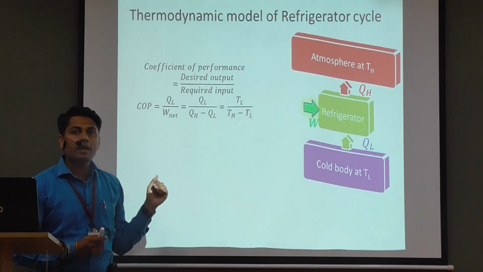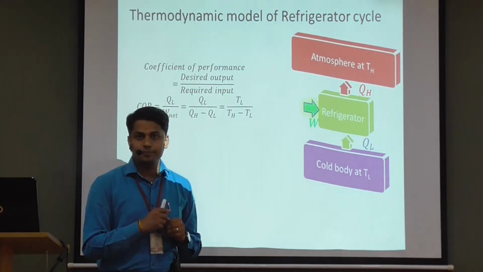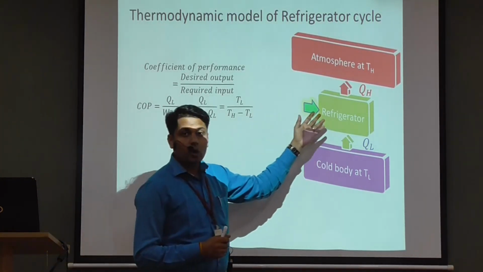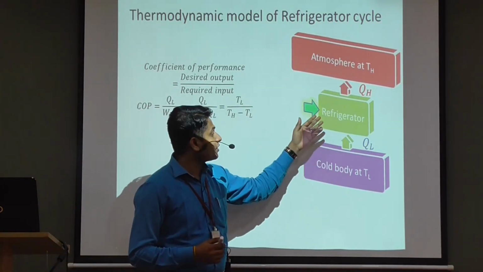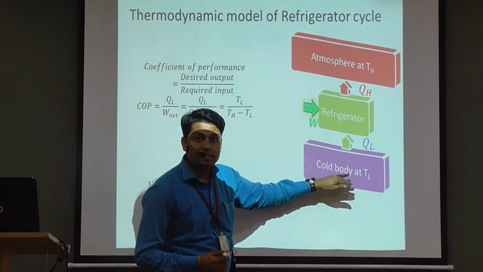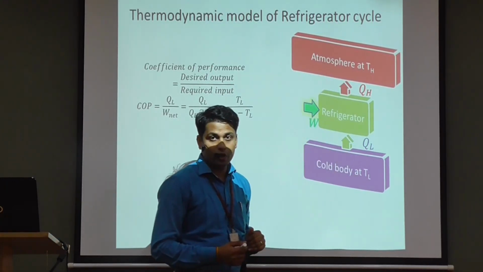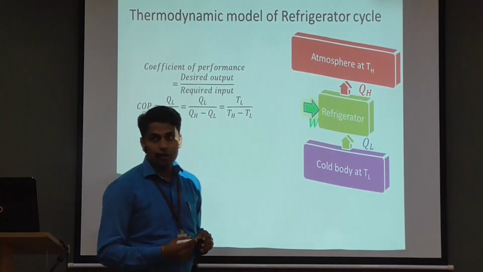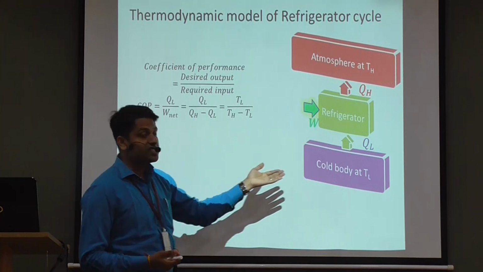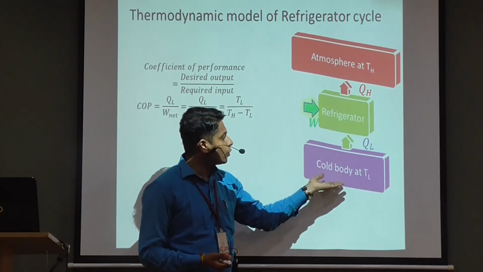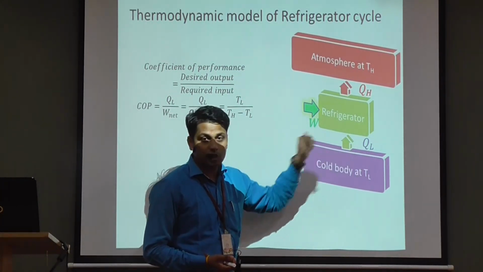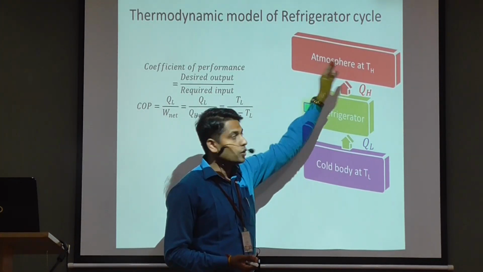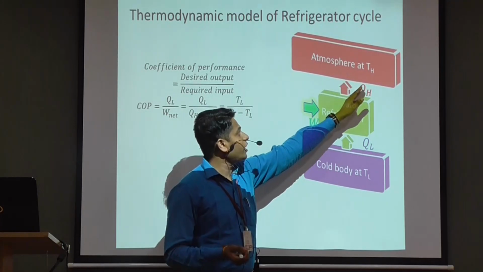Now, coming to the thermodynamic model of the refrigerator cycle. As you can see, a refrigerator always transfers heat from a low temperature reservoir to a higher temperature reservoir with the aid of an external work W. So in this case, the heat which is taken from the low temperature reservoir, or the cold body, is represented as QL, and the heat which is supplied to the higher temperature reservoir is represented as QH.